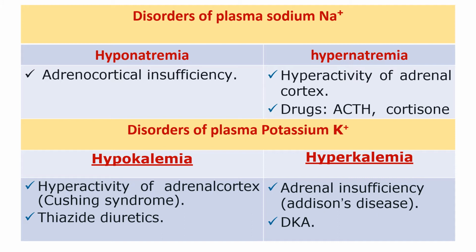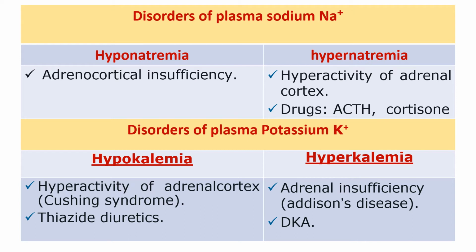Also, thiazide diuretics, this form of diuretics excretes large amounts of potassium, so it leads to hypokalemia. On the other hand, in diabetic ketoacidosis, in which the insulin is deficient, normally insulin helps the passage of potassium to inside the cells. So if there is insulin deficiency, like in diabetic ketoacidosis, the potassium level will increase in the blood.